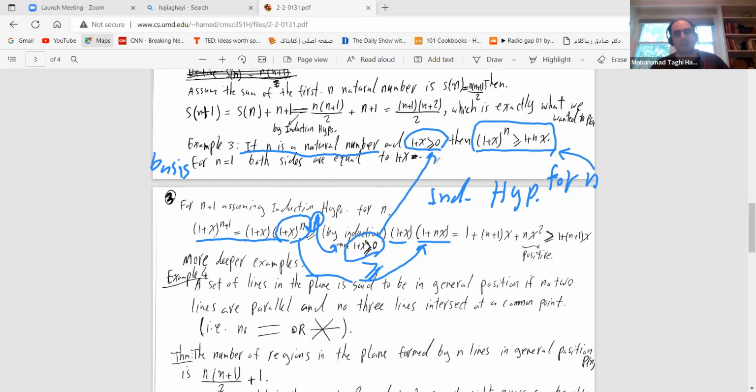So please unmute and answer. Why do we need this second condition that 1 plus x is greater than or equal to 0? Because if it's less than 0, then the inequality would flip. Exactly. So we really need this one. We can only replace this one with something smaller and it still is correct if the other term is positive. If the other term is negative, as you mentioned, the inequality actually flips. These are exactly the things that in a nice writing should be mentioned.